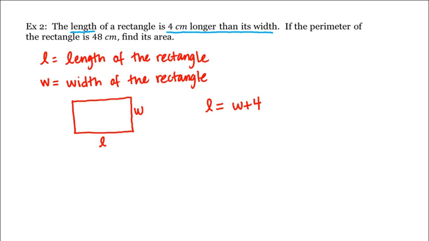But now in this example, we're given what the perimeter is equal to. It's 48 centimeters, and we want to find the area. Again, we're going to use the formula that the perimeter of a rectangle is 2 times its length plus 2 times its width, which we are given is equal to 48, which means 2 times L plus 2 times W has to be equal to 48.